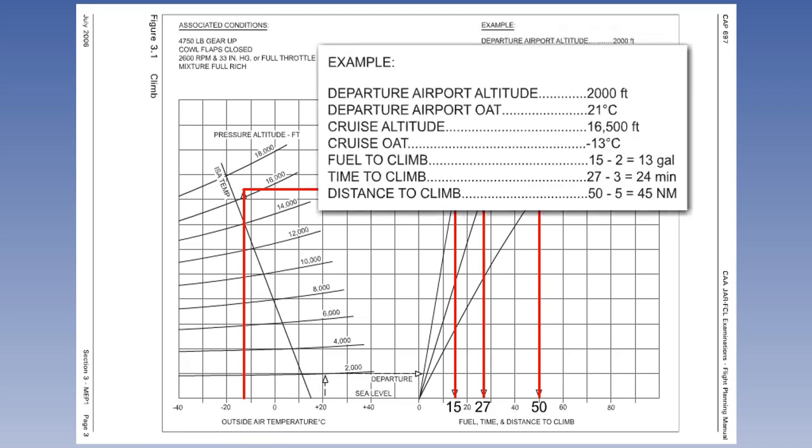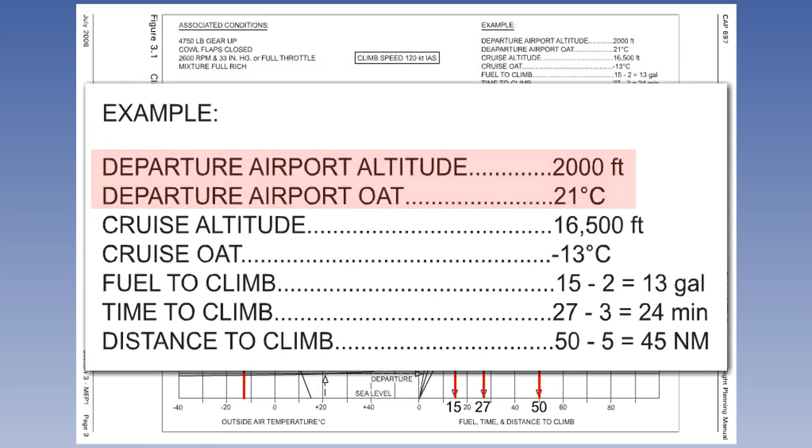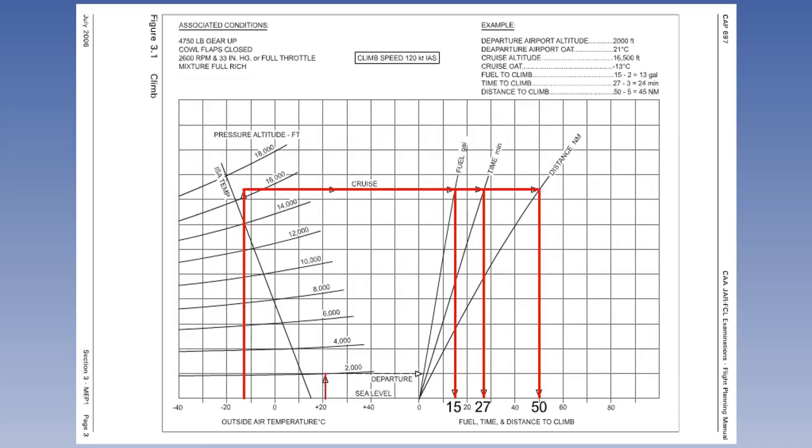If we need to calculate a climb from an airfield above mean sea level, we use the same graph, but in addition to the cruise details we entered in the last example, we also enter the airfield data. In the example shown, the departure airfield altitude is 2,000 feet and the outside air temperature is 21 degrees Celsius. Enter the graph at the airfield temperature and go vertically to the airfield elevation. From this intersection, go horizontally to intercept the fuel, time, and distance curves.